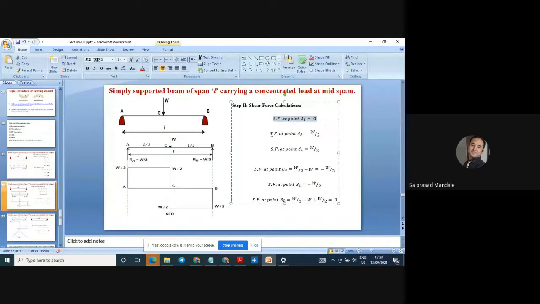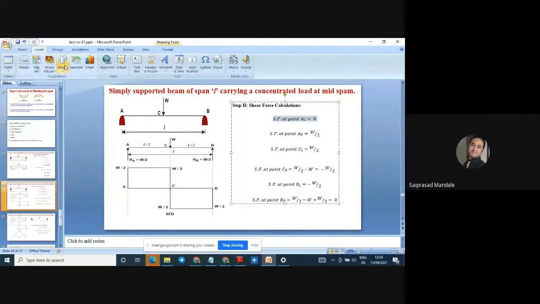Now shear force at right to the A. Right to the A means we have to put a section. We have to consider a hypothetical section over here, right to the A. So what are the different forces on the right side of this section? Which force is acting on this side?